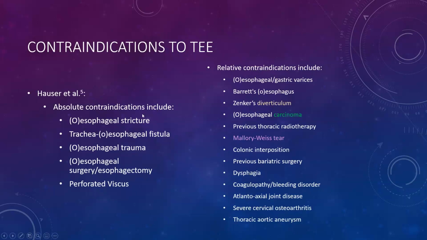Another one that I don't think gets talked about enough: thoracic aortic aneurysm. Just the presence of the probe in the esophagus can place pressure on an aneurysm that, if it's already getting ready to burst, you don't want to add any more pressure to that structure.